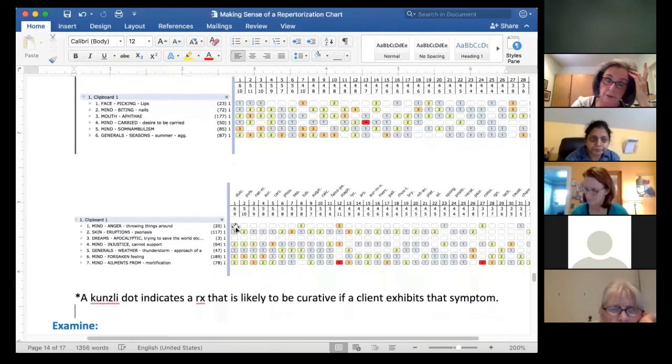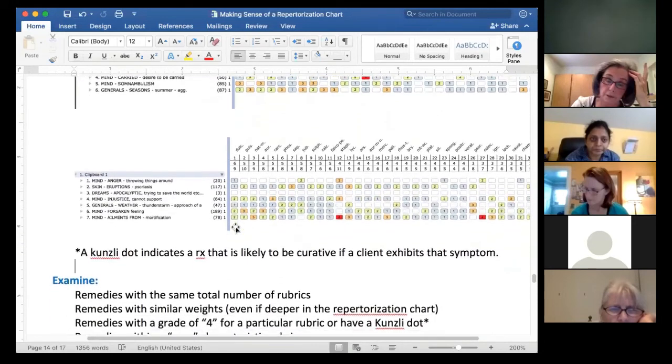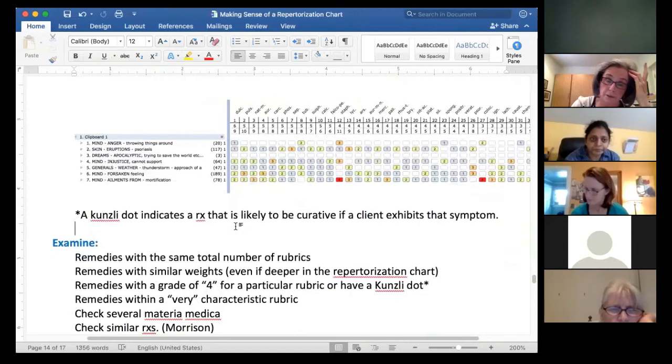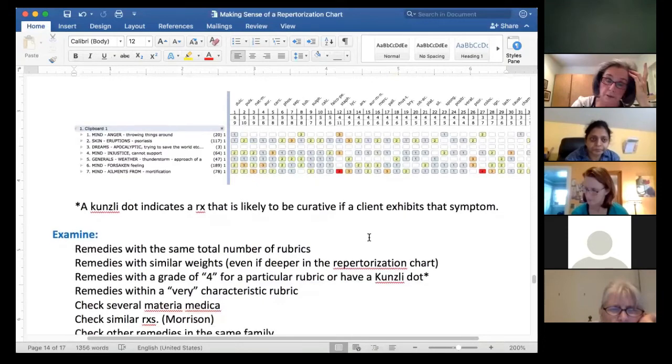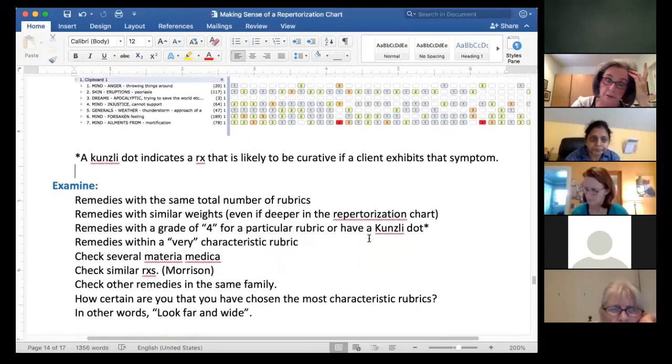So another thing that you might want to check out are Kunzli dots. So in your repertory, there are Kunzli dots, and they are by a remedy that is likely to be curative if the client exhibits that symptom. So that's an important thing to look at. Those are very helpful, those Kunzli dots.